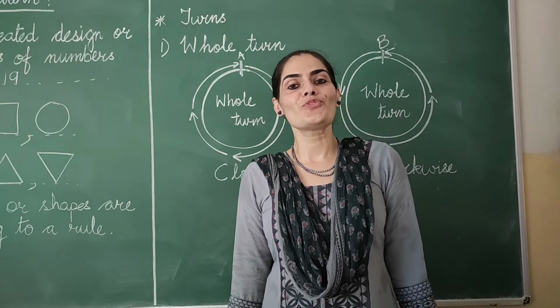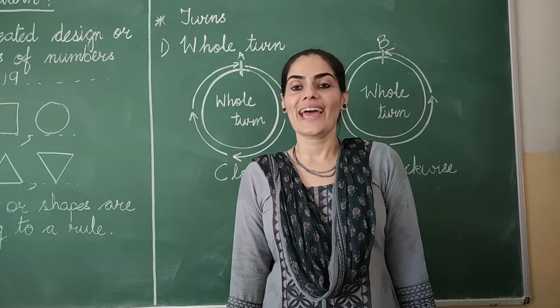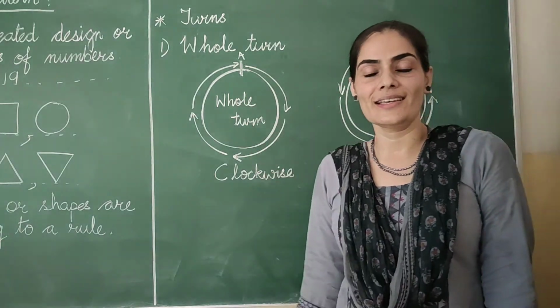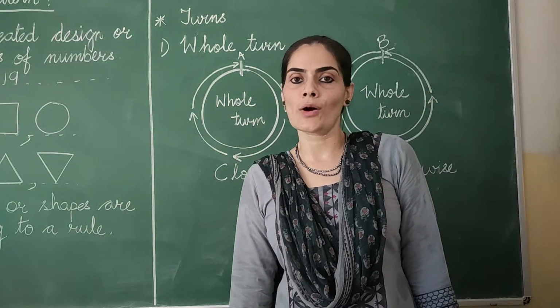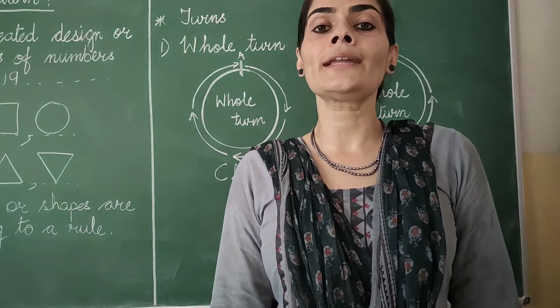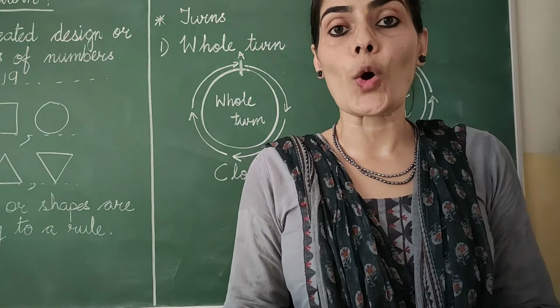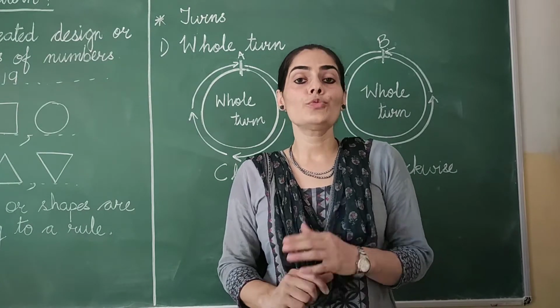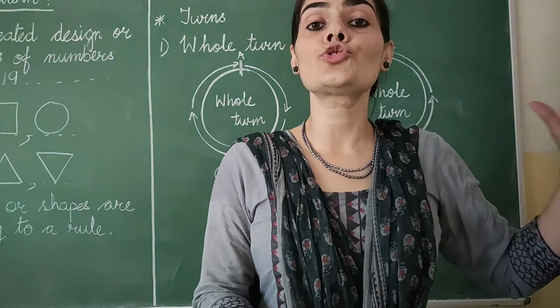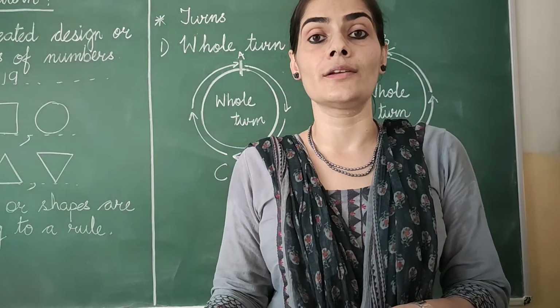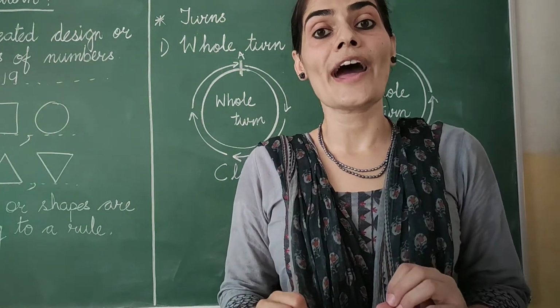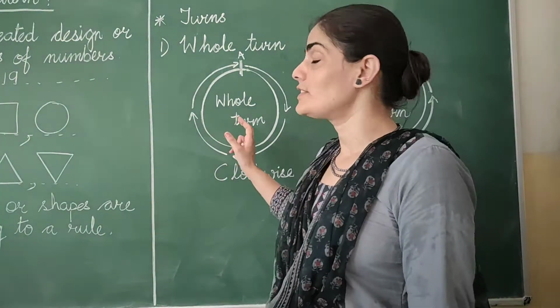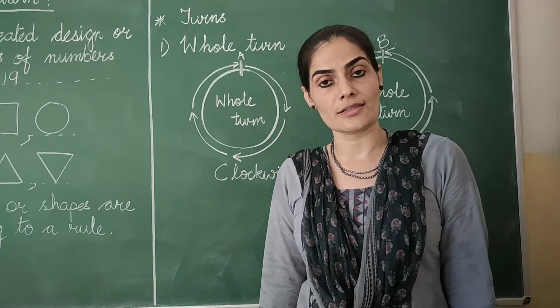So let's move to the next concept, and that is turns. Beta, you need to learn about turns so that you can complete the patterns by observing the turns of different shapes here. You might be asked to find the next two terms in a given pattern. So for that, you need to have understanding of the different types of turns.